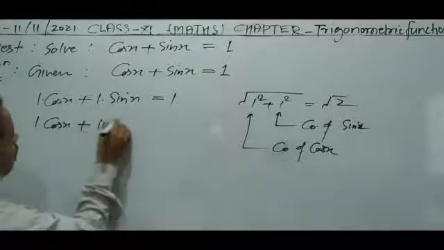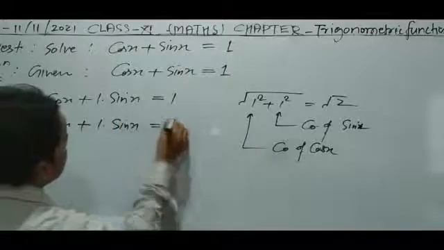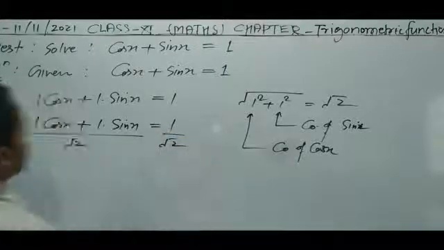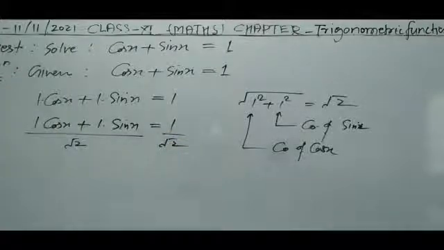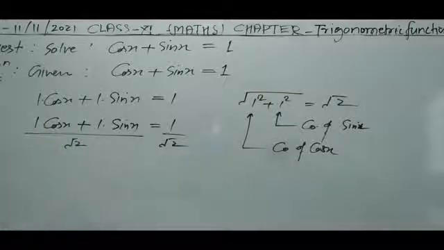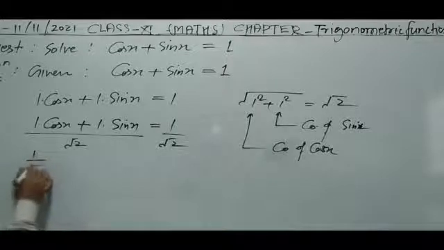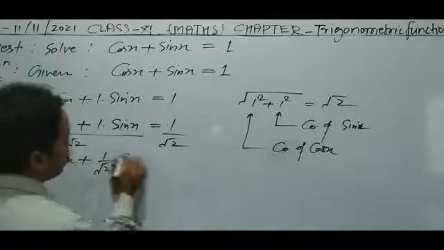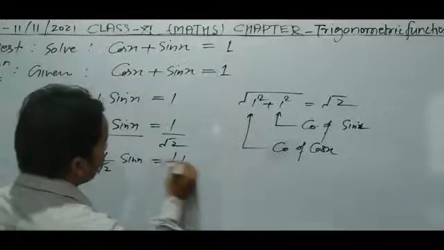So 1 into cos x plus 1 into sin x is equal to 1. Divide by root 2 on both the sides. What can we get as the result? We can get 1 by root 2 into cos x and 1 by root 2 into sin of x. So 1 by root 2 into cos x plus 1 by root 2 into sin of x is equal to 1 by root 2.